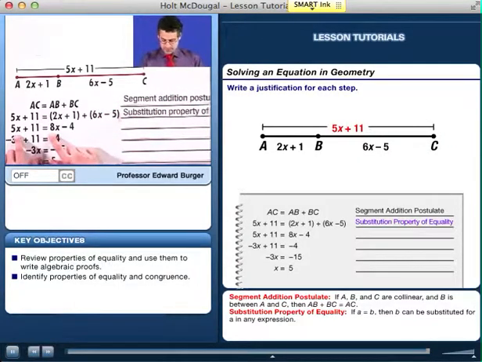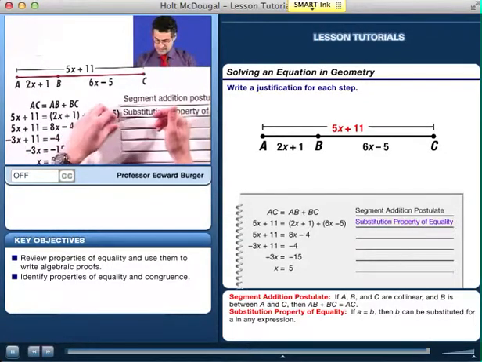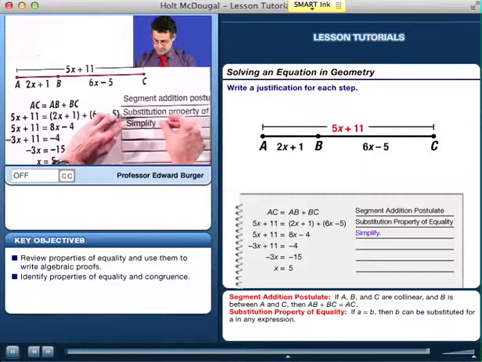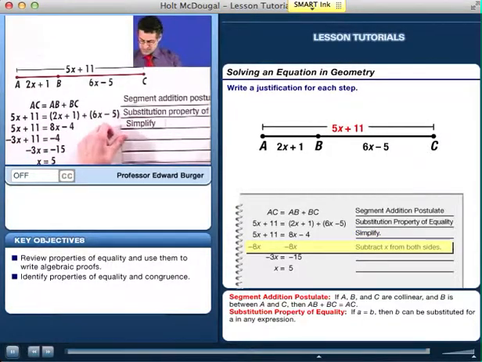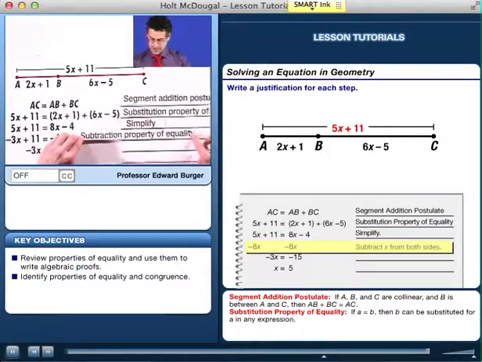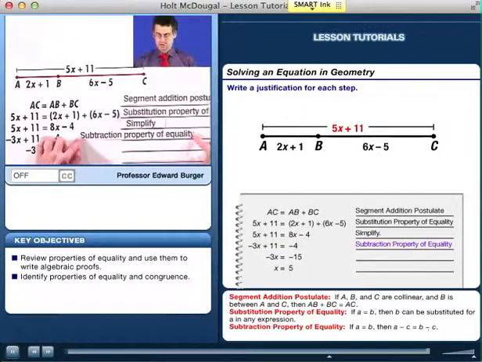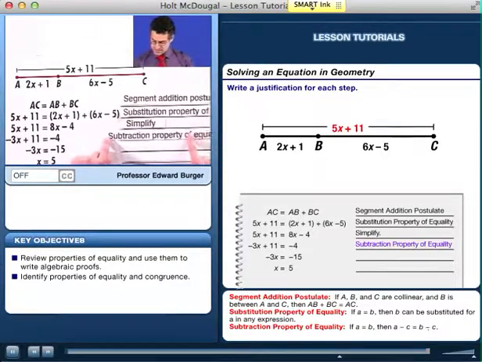Well, the next step is just to combine some terms and simplify a little bit. So in fact, that's exactly the next step, is just to do a little bit of algebraic simplification. No problem. And then what do we do next? Well, what we do next is we try to collect all the x's to one side. So what I'm going to do is I'm going to subtract 8x on both sides. And that, of course, is nothing more than the subtraction property of equality. So we use the subtraction property of equality to subtract 8x from both sides. No problem. And then what happens?